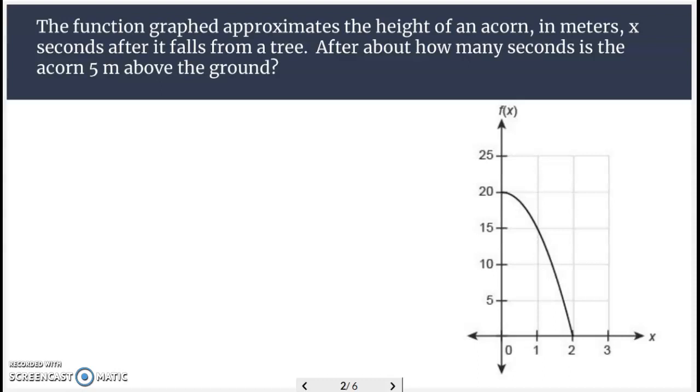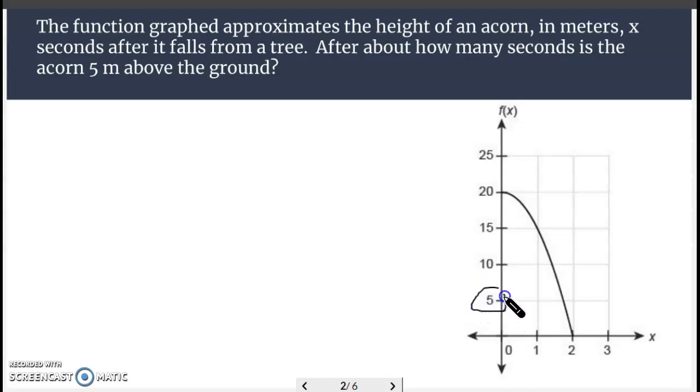Back, everybody. In this video we're going to be talking about some examples of applications of quadratic functions. The first one here: the function graph approximates the height of an acorn in meters x seconds after it falls from a tree. After about how many seconds is the acorn 5 meters above the ground?